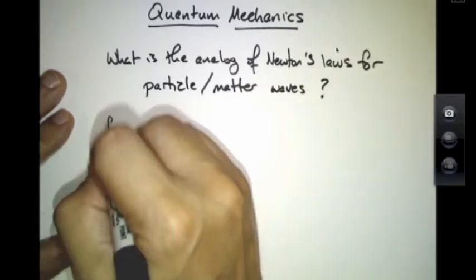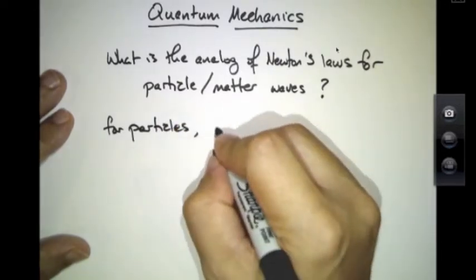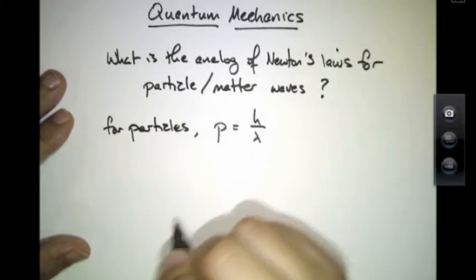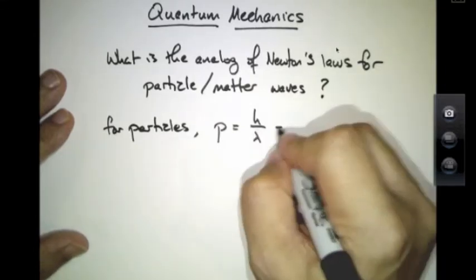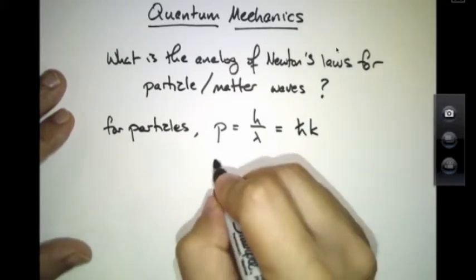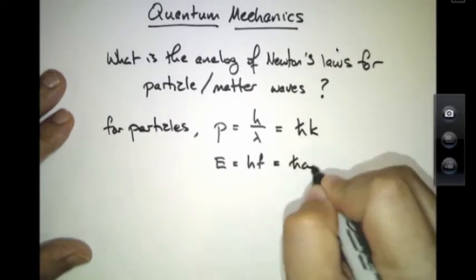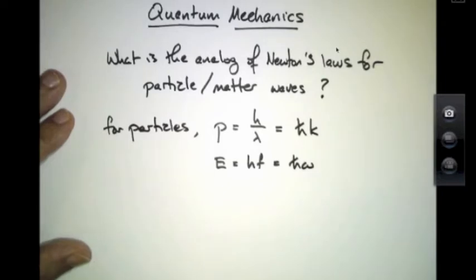For particles of any sort, from de Broglie we have that p is h over lambda, or sometimes written as h bar k. We also have that the energy of a particle is h times frequency, or h bar times omega. The second, of course, started out just for photons, but now we've postulated it to be true for all particles. So how do we write down an equation for a wave which just allows us to solve general problems?